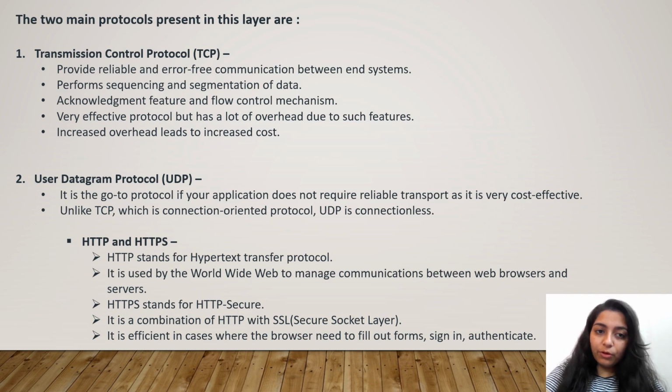Next, two main protocols present in this layer are Transmission Control Protocol (TCP) and User Datagram Protocol (UDP). Now TCP is a connection-oriented protocol and UDP is a connectionless protocol. Because it is connection-oriented, TCP provides reliable and error-free communication between end systems, and it performs sequencing and segmentation of data.